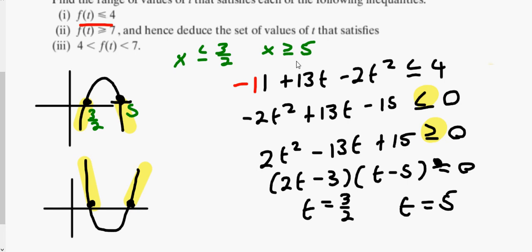Is that alright? Now, I'm going to do exactly the same question again, except this time it's not going to be 4, it's going to be 7. Everybody cool with that?